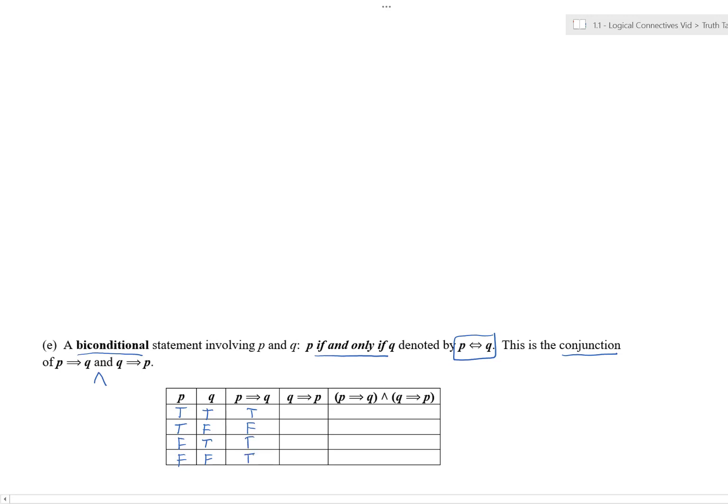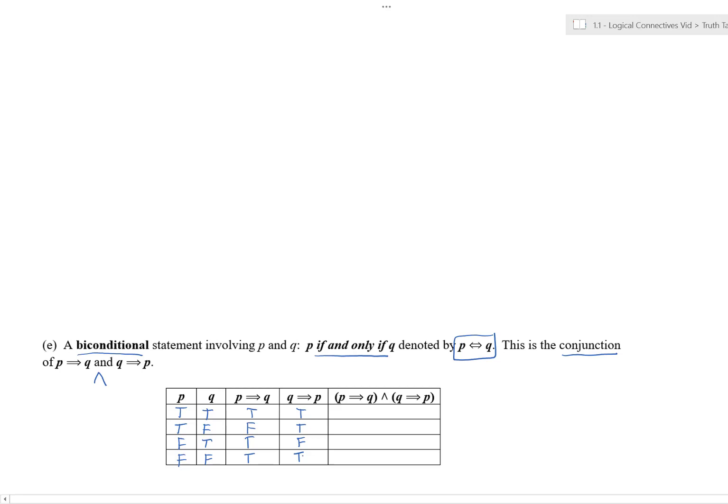Now switch it around, same thing can be said, but now we're making Q the first part here, the antecedent. And so the only time that that's going to be false is if P is false, Q is true, meaning Q is implying something false. So that is this entry right there. The rest of the time it is true.